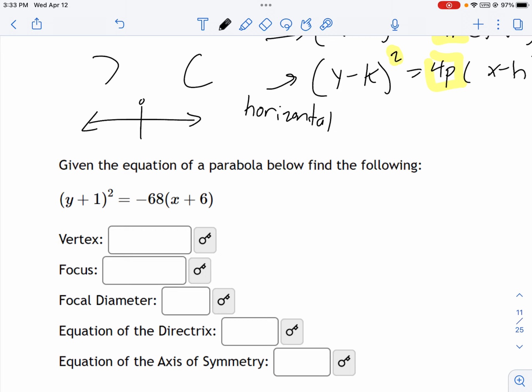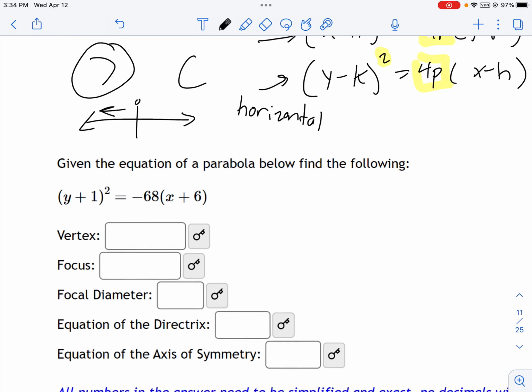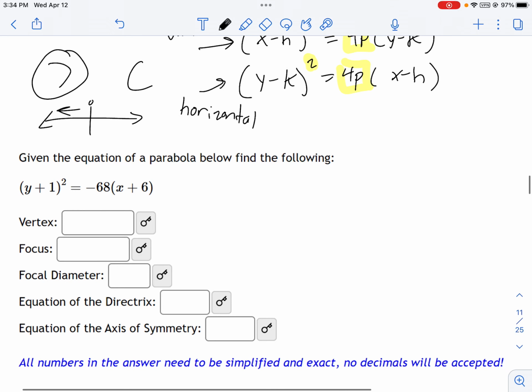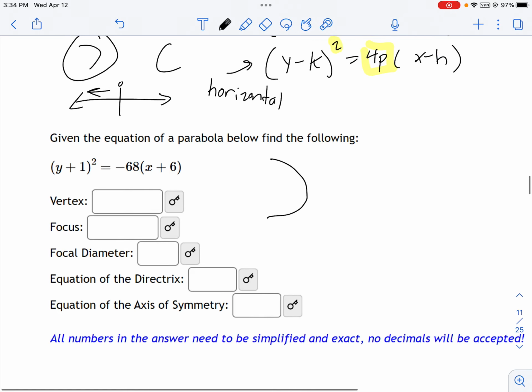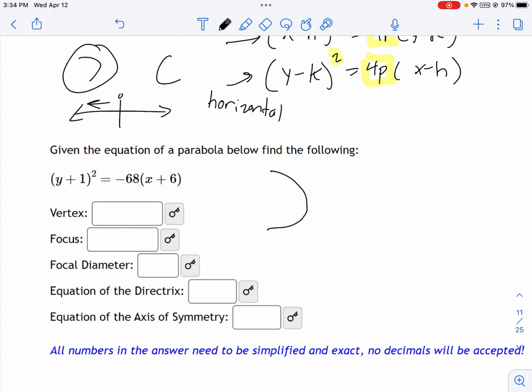Okay, so if you have 0 in the middle, left is negative, right is positive. If you have a negative number, negative numbers go to the left, and the parabola we're graphing is also going to the left. We know that for sure because our y is being squared, and our 4p value is negative. Okay, if the 4p value is positive, you'd be going to the right.